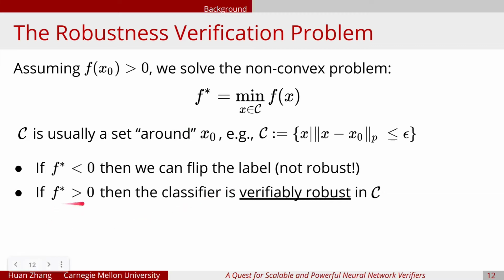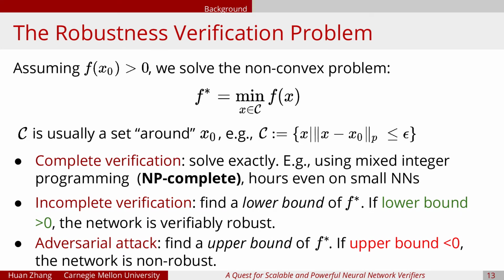If the f star is greater than 0, we can prove that the function is verifiably robust, because even the minimum value is greater than 0. There are a few different methods to solve this problem. The first one is called complete verification, where people try to solve this problem exactly, to the global minimum of this problem.